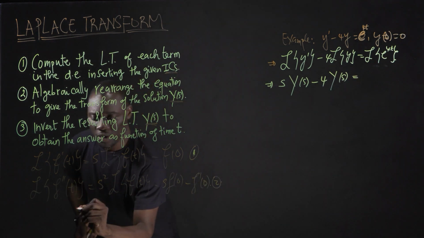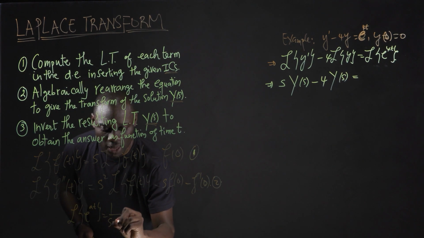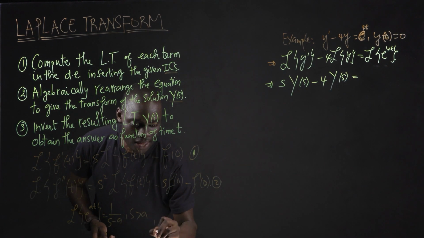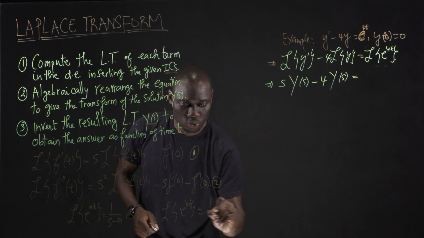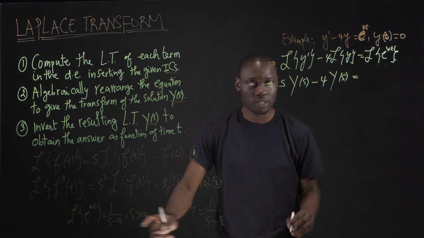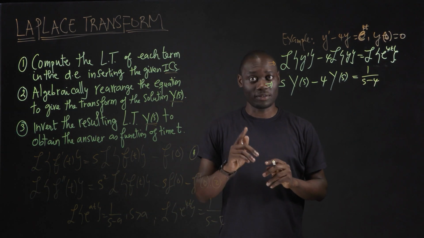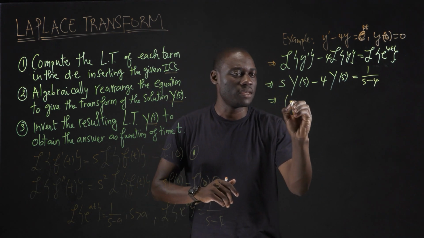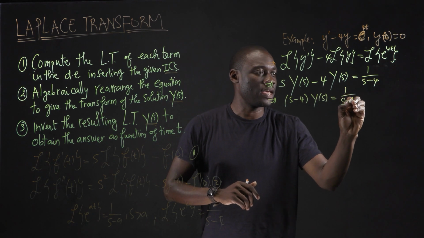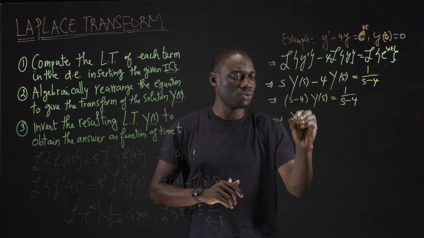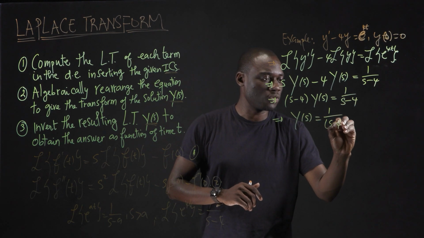Now, if you remember, we said that the Laplace transform of e^(at) equals 1 over s minus a, when s is greater than a. So we see that the Laplace transform of e^(4t) will be equal to 1 over s minus 4. Just applying this formula. Right. Now, this will give me (s minus 4) Y(s) equals 1 over s minus 4, which leads to the Laplace transform of y, that is Y(s), equals 1 over (s minus 4) squared.